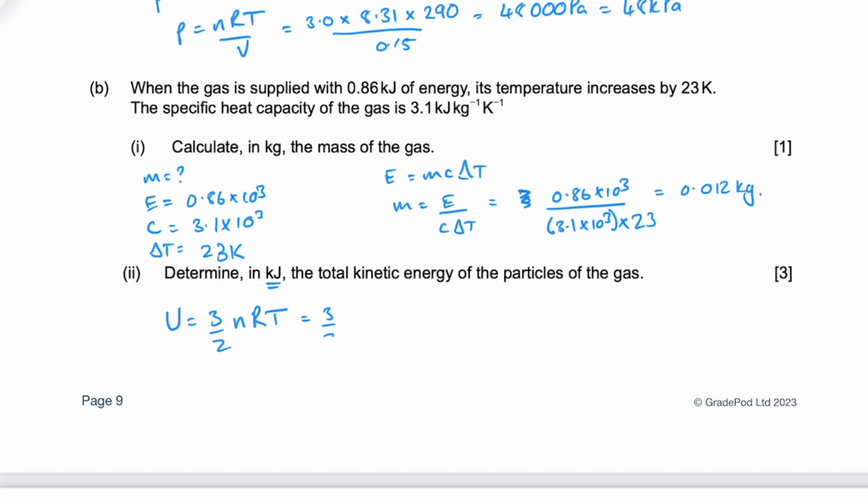So 3 over 2 times 3 times 8.31 times temperature, which is now the new temperature, which is 290 plus 23, gives us an answer of, well, it's two significant figures, 12,000 joules, but of course we want that in kilojoules, so it's 12 kilojoules.